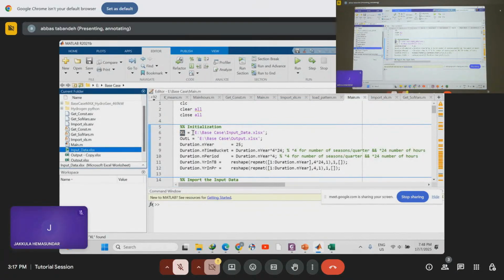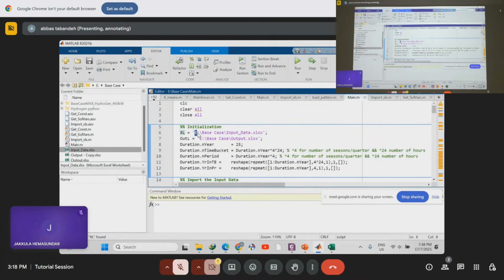In your code, this address is different, so you need to change it. What you need to do is click on this directory, copy, and paste it before this /input data.xlsx. Input data.xlsx is the name of the input data file.